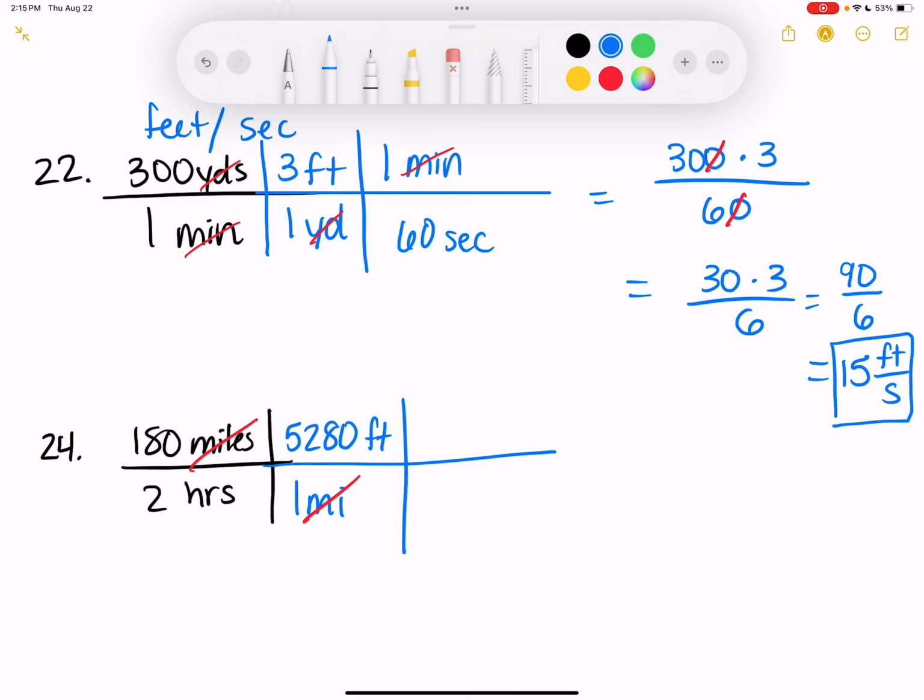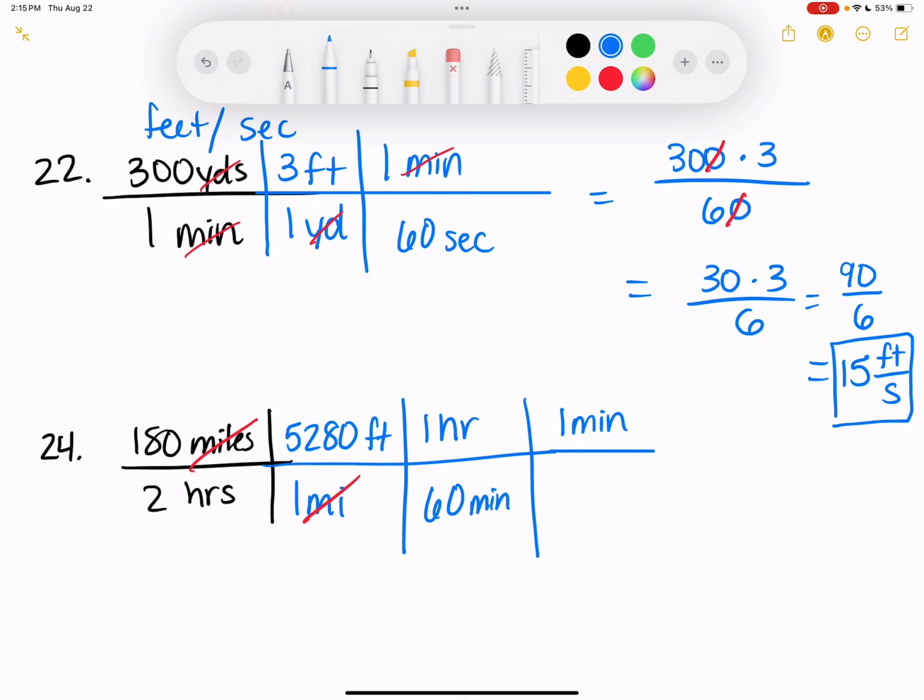So how many minutes are in an hour? 60. So I have hours on the bottom. I want them to cancel, so I'm going to put hours on the top. So 1 hour is 60 minutes. And then how many seconds are in a minute? 60 seconds in a minute. There's 3,600 seconds in an hour.